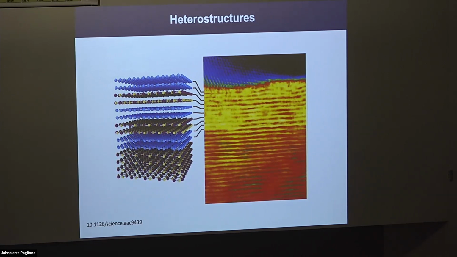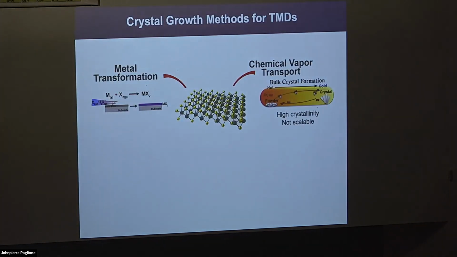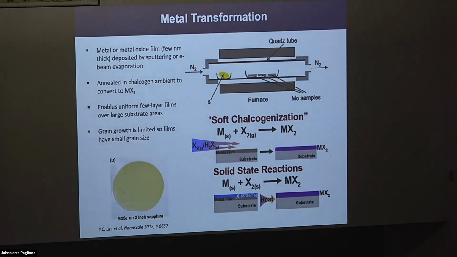Okay, so this is one way to do this, through this top-down approach. But there's another way of doing this, even easier than exfoliating individual layers from bulk crystals: something like metal transformation, which I'm going to talk about next. But just to summarize, although you can grow these beautiful single crystals, it's actually not a very scalable process. Hopefully I'm not offending anyone by saying this, but this is one of the challenges in the field. So then what is metal transformation?